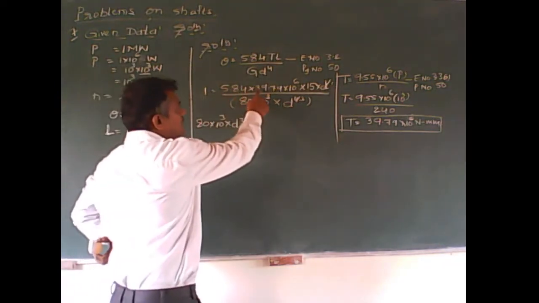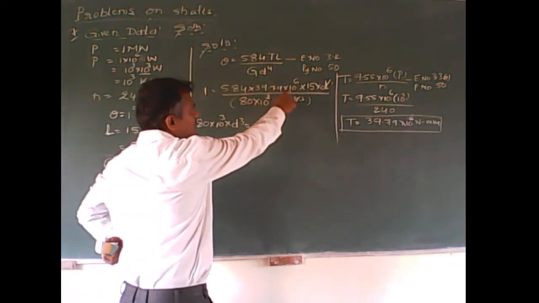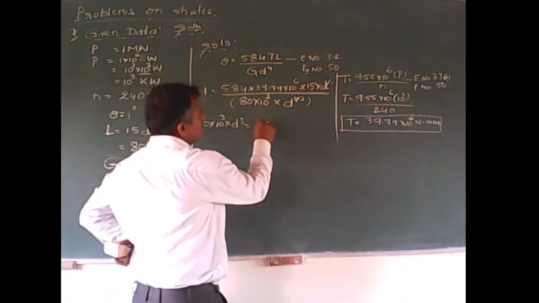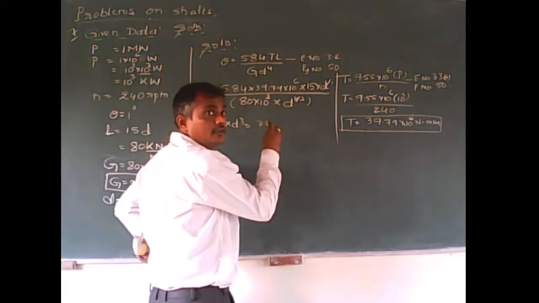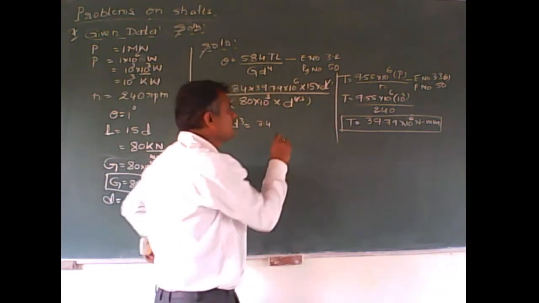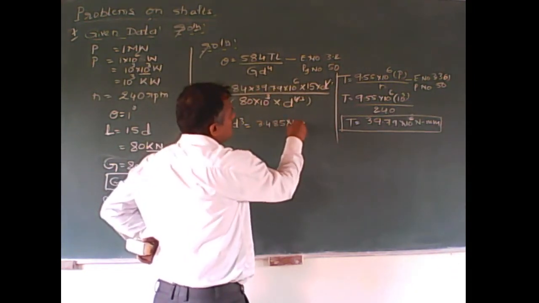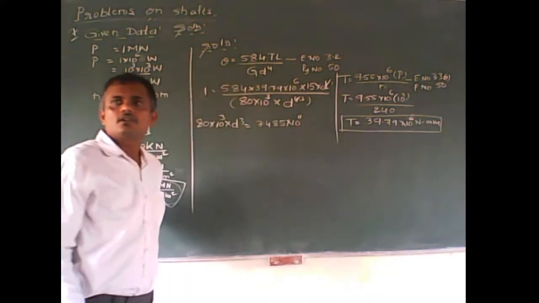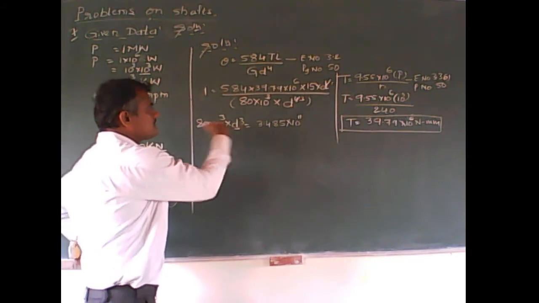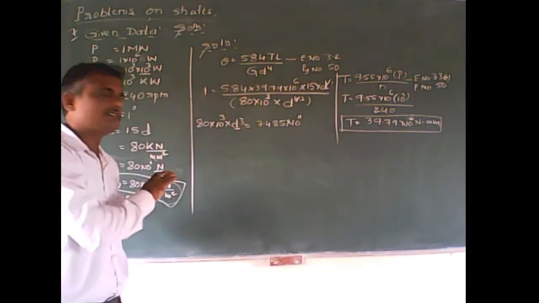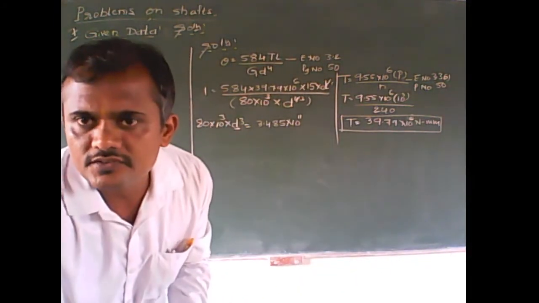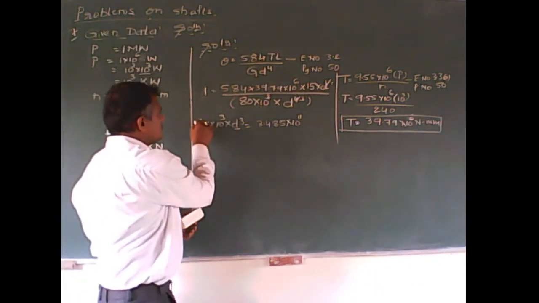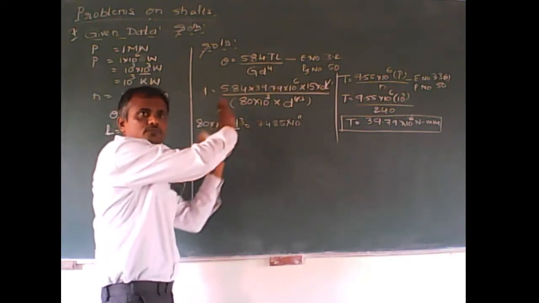So 584 into 39.79 into 10 raised to 6 multiplied by 15 gives 3.485 into 10 raised to 11. Correct. So now what can we do? This D cube I want to keep on the left hand side, and the remaining numbers I would like to shift to the right hand side.